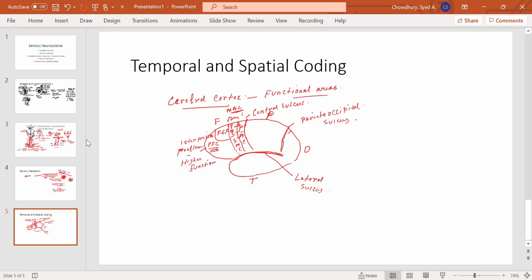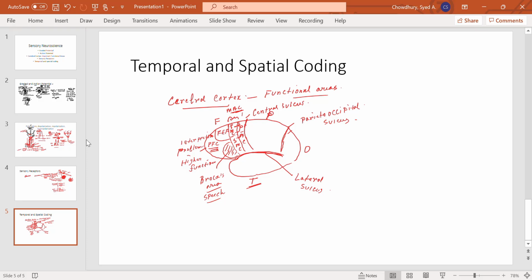Okay, and here you have another area that is called the Broca's area, which is a motor area, and this motor area is responsible for the production of speech. So it sends signal to the vocal cords. Okay, now this is the temporal lobe.